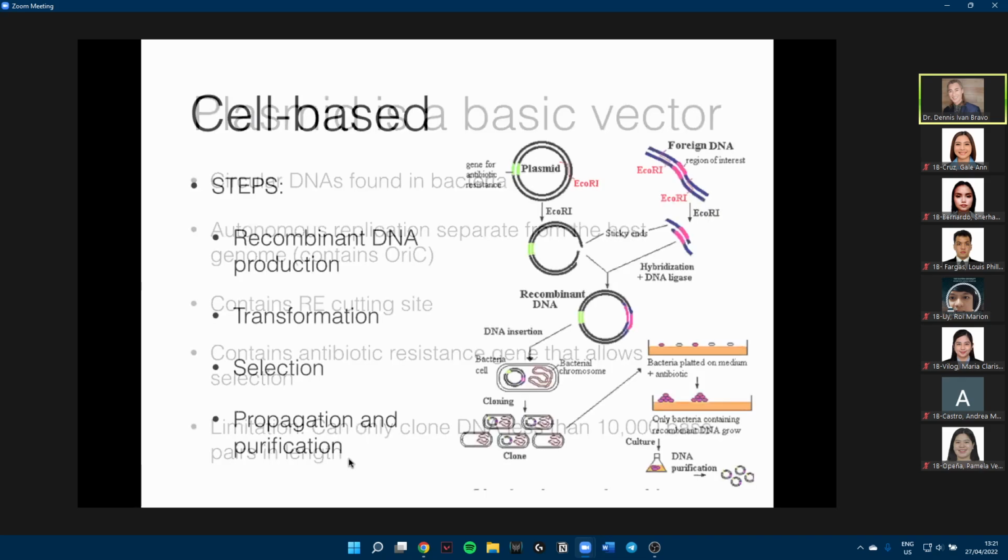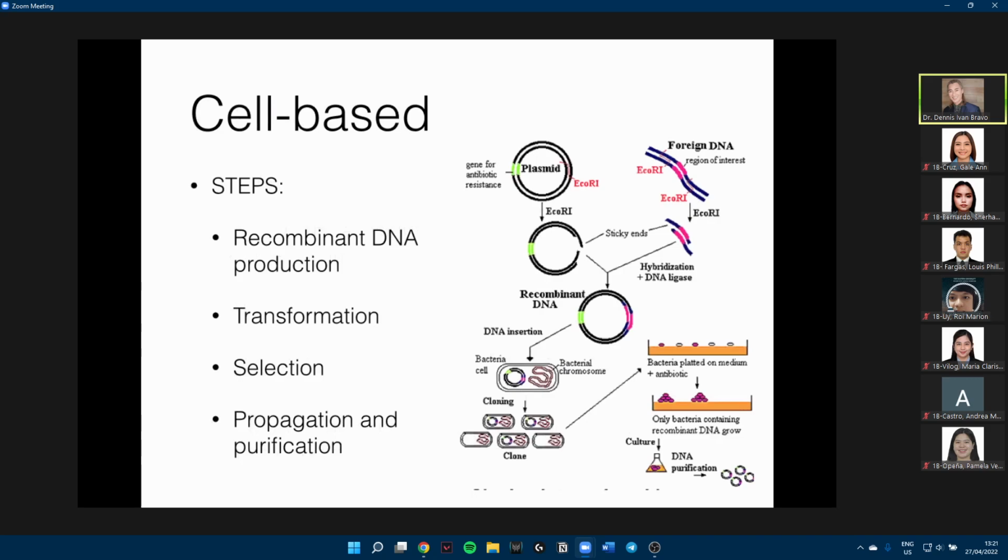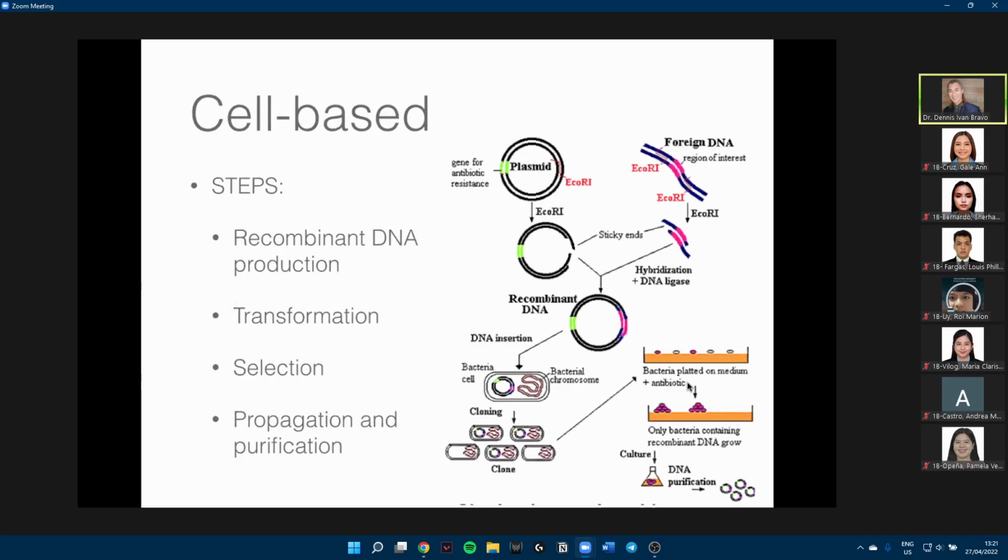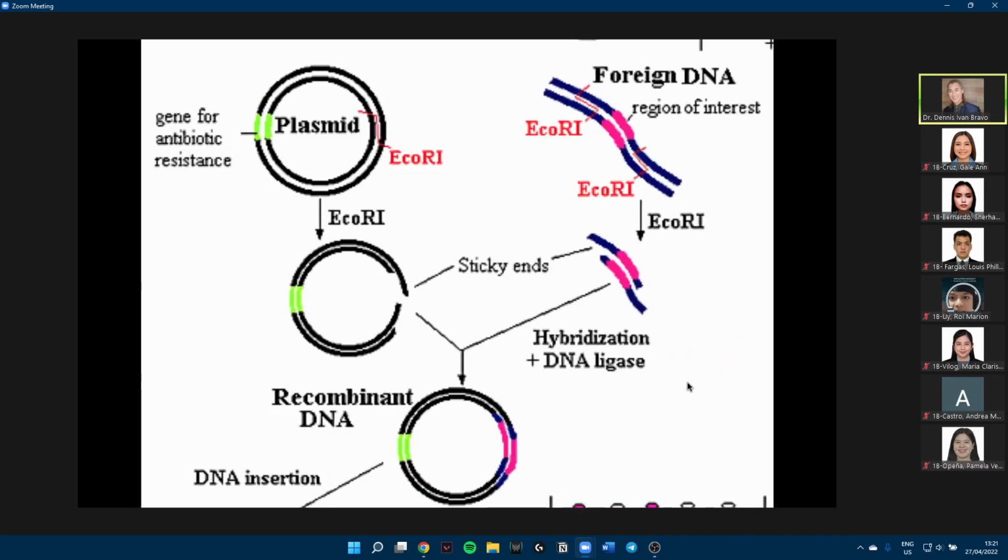Okay, so let's start now with the process. This type of propagation is divided into four major steps. The first event is the production of recombinant DNA, followed by introduction of that recombinant DNA into the host cell. We refer to that process as transformation, followed by selection, and the final stage is propagation and purification. So let's start from the very beginning, the production of recombinant DNA.